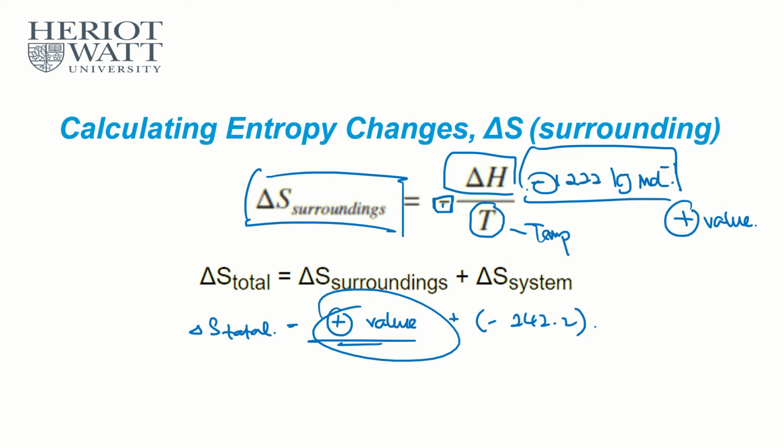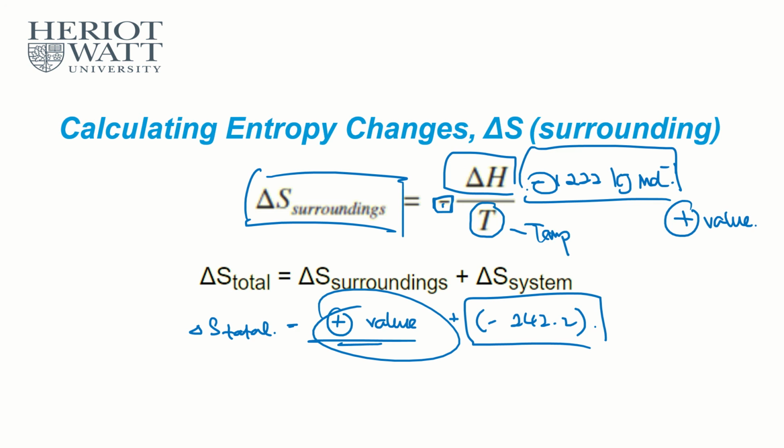So now it depends on both values. We can't make a conclusion like just now with only the entropy of the system. Even though the entropy of the system is negative, if the entropy of the surroundings is a much bigger positive value, then the total entropy will be positive. Otherwise, it will be negative. So it depends on both values. This is how we calculate the total entropy change.